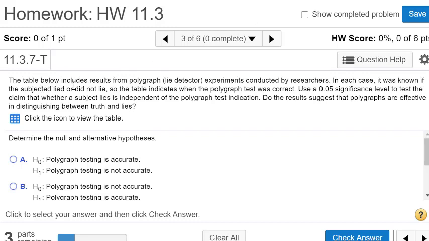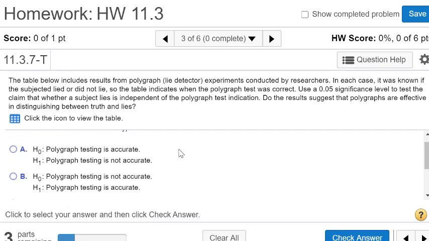The table below includes results from a polygraph experiment conducted by researchers. In each case, it was known if the subject lied or did not lie. So the table indicates when the polygraph test was correct. Use a 0.05 significance level to test the claim that whether a subject lies is independent of the polygraph test indication. And then there's a follow-up question that asks, do the results suggest that polygraphs are effective in distinguishing between truth and lies?